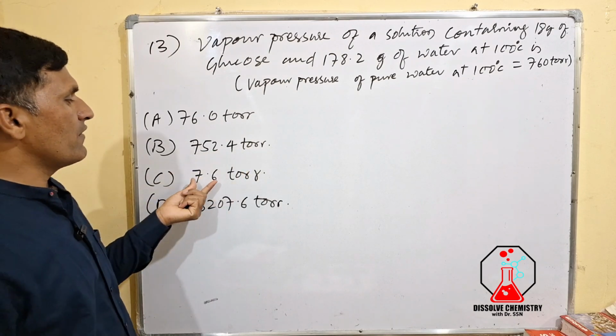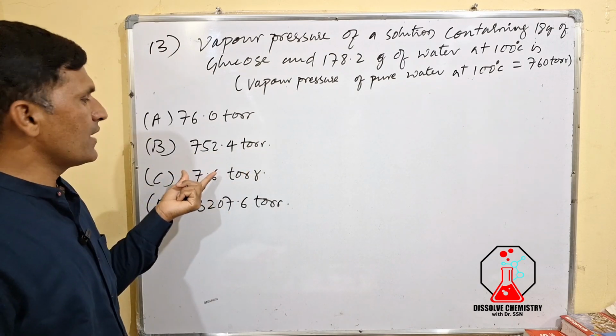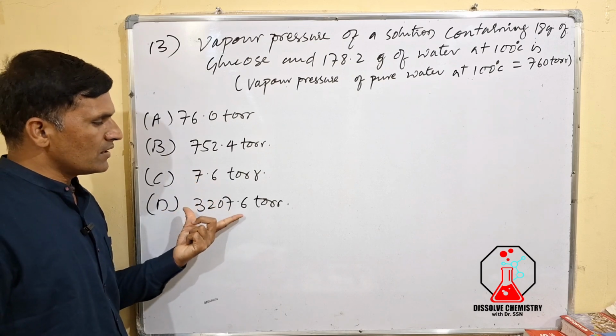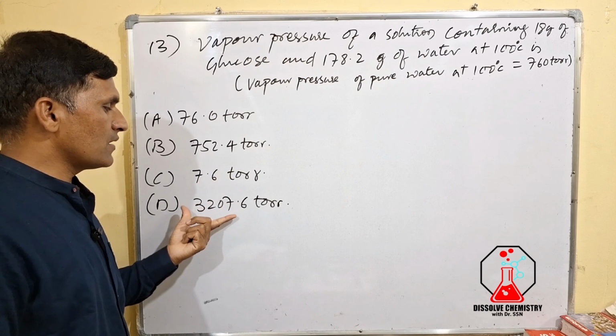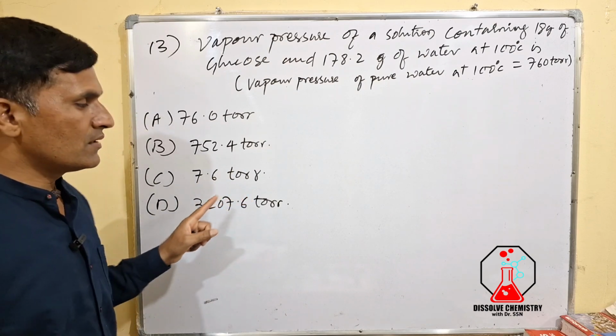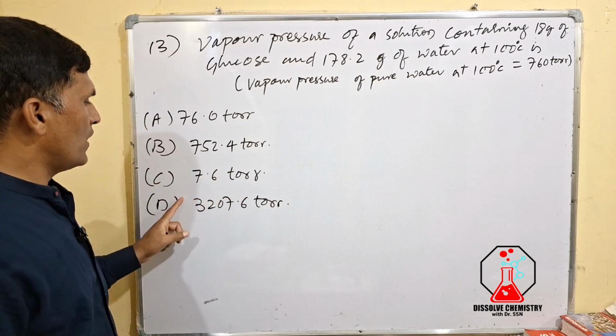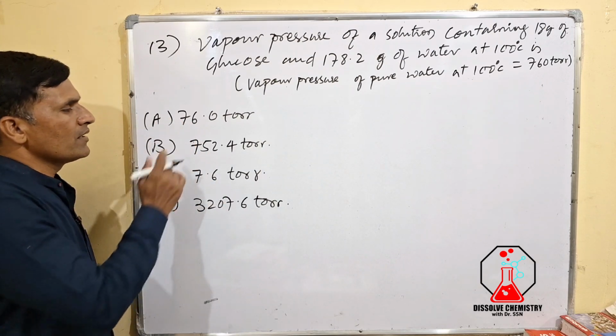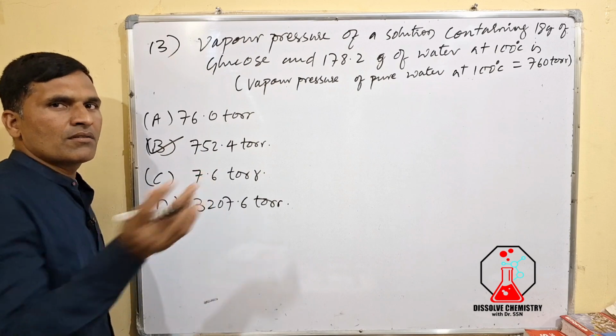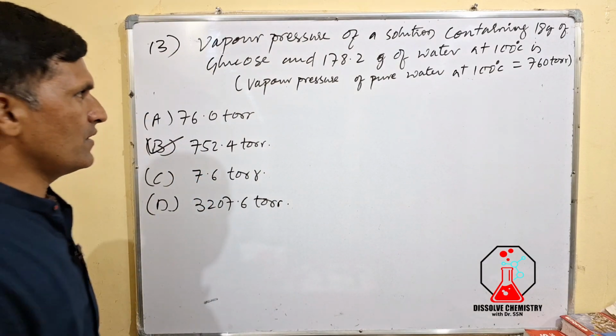Okay, let us move on to 7.6. Again it is 100 times less than this, so the lowering is very large, it is not possible, so it is not the right option. So 1, 2, 3, we have to neglect A, C and D, probably B, so we will calculate and confirm this one, right?